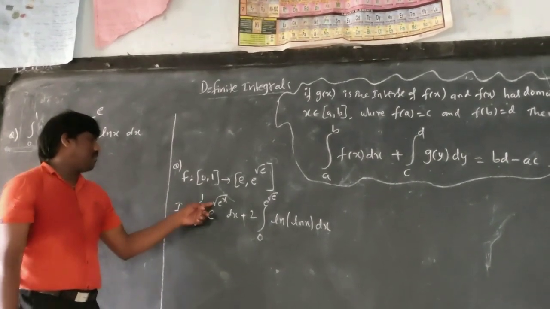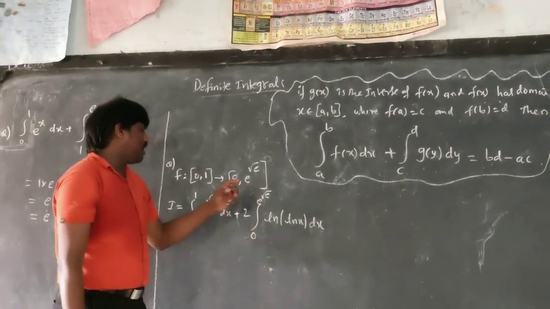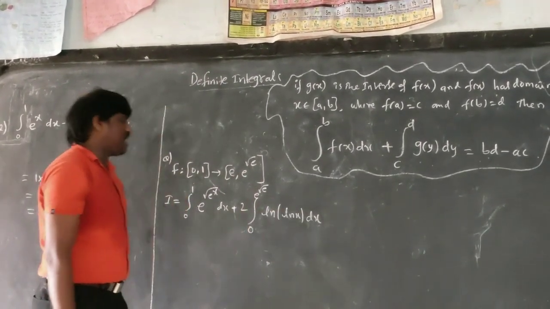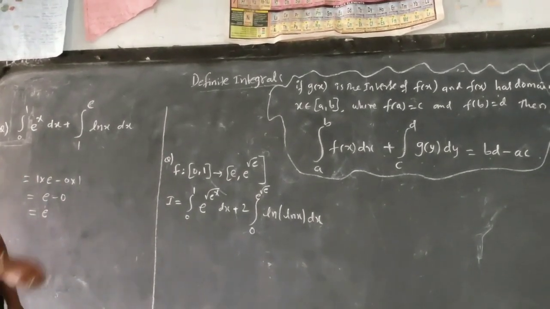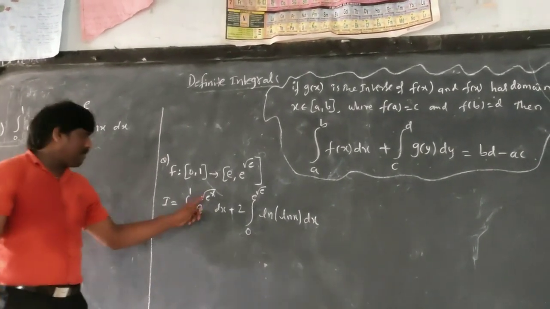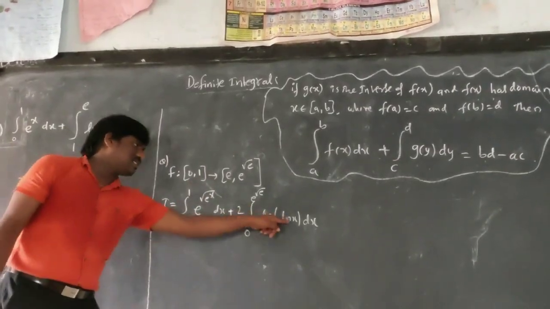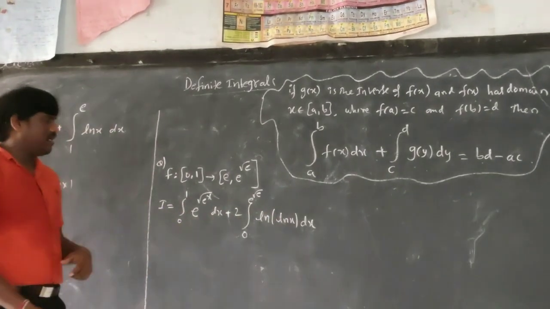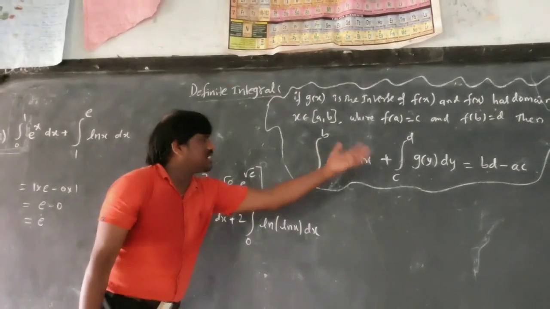Integration 0 to 1 of e power under root of e power x dx, plus integration 0 to e power under root e of ln of ln x dx. You have ln of ln x dx. So what is the answer of this? Simple thing. e power x inverse is ln, and you have again e power x, that is ln of ln x. So these both functions are inverse to each other. If these both functions are inverse to each other, then what is the answer?